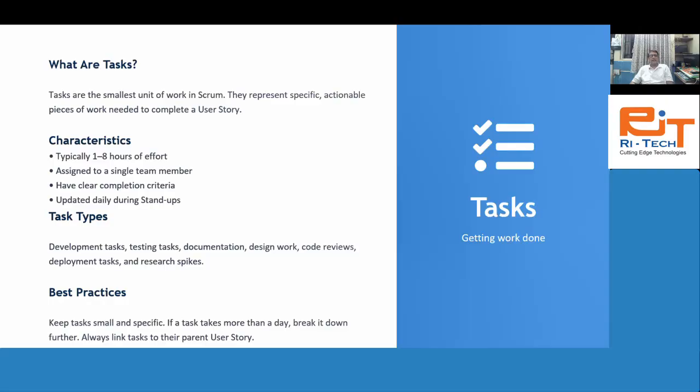Feature is a little larger and epic is even larger. So typically 1 to 8 hours of effort, assigned to a single team member. The task is always assigned to a single team member. It has clear completion criteria. The task will have exact completion criteria, acceptance criteria, updated daily during stand-up. Whatever stand-up meeting happens in Scrum, it will be updated in the daily meeting.